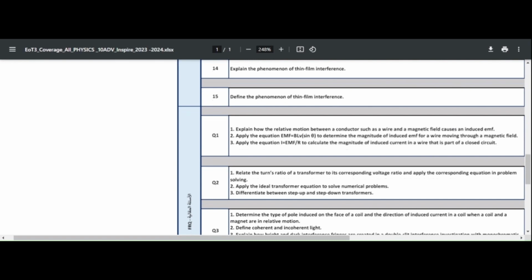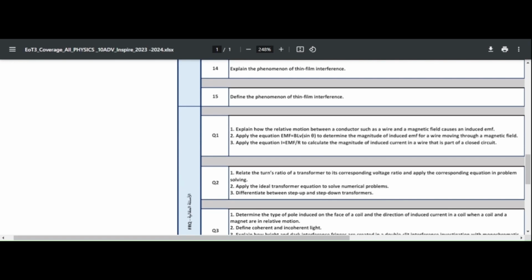Then you have questions 14 and 15. They are about thin film interference. For example, a soap film or a soap bubble can create interference. So, how does it create this? When light falls on the bubble, the bubble is like a very, very thin sheet, so it has two surfaces, the outer surface and the inner surface.